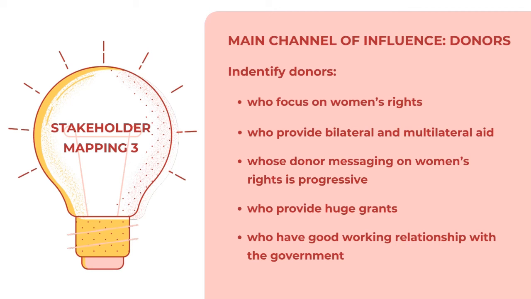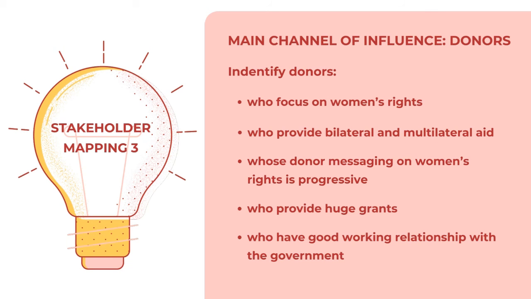We identify those donors who provide bilateral or multilateral aid, those who have good working relationships with the government and put pressure on them using a human rights lens in their approach, in which they are also talking about the importance of freedom of expression without discrimination. We may also want to target those who provide a certain number of funds. So you can think about defining how much money you believe you need to be targeting, which donors you need to be targeting on that basis. And you can also look at donor messaging on women's rights to see whether it is progressive.